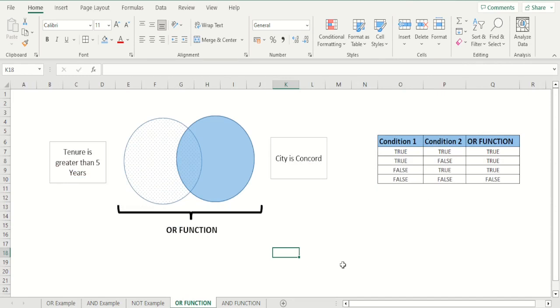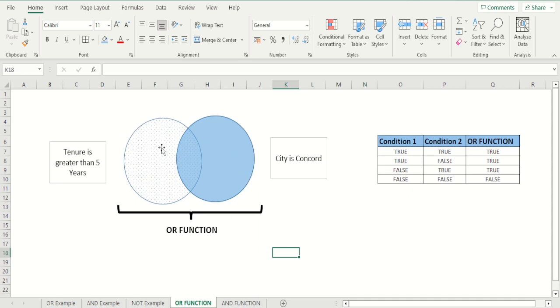In terms of a visual depiction, we have a traditional Venn diagram. The circle on the left represents all those employees whose tenure is greater than 5 years. The circle on the right represents all those employees whose city is Concord, or whose residence is in Concord. When you use the OR function, all the data points which fall either within the first circle or the second, or lie in between, are included.